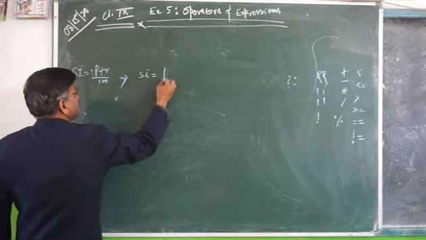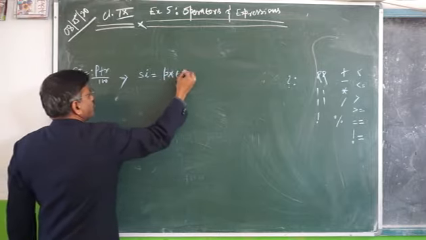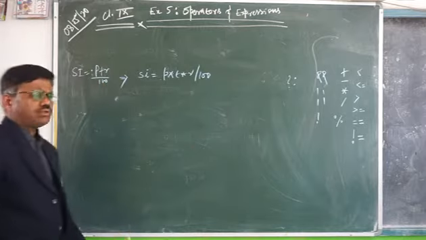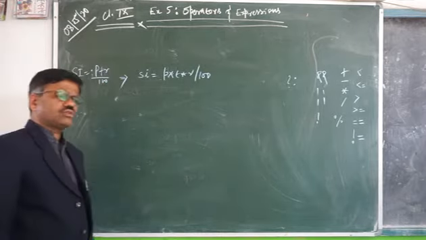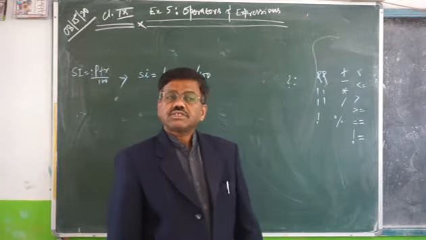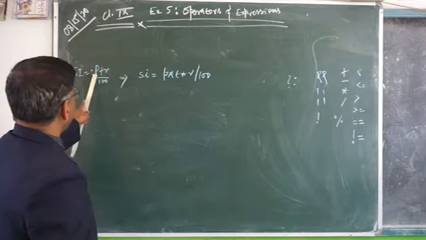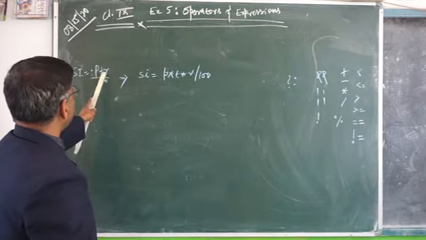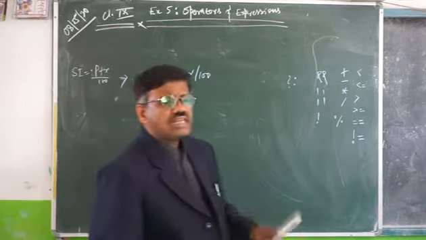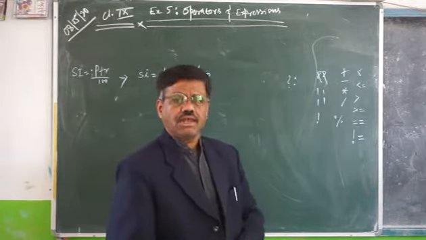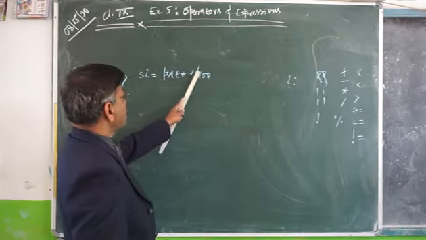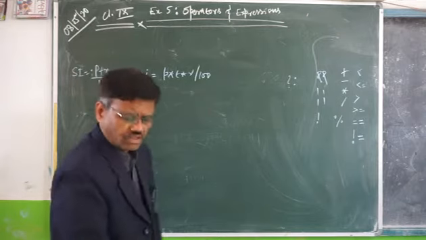SI is equal to... please note, PTR by 100 is understood as principal into time into rate of interest divided by 100. It's implied that between these there is a multiplication, then divided by 100. You need to write it explicitly in Java. This is how it should be written: P into T into R slash 100. This is the Java form, right?